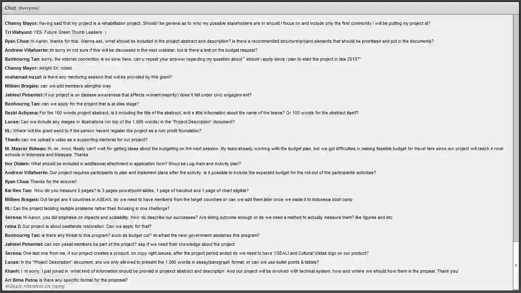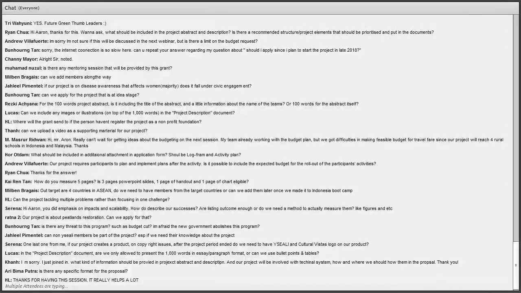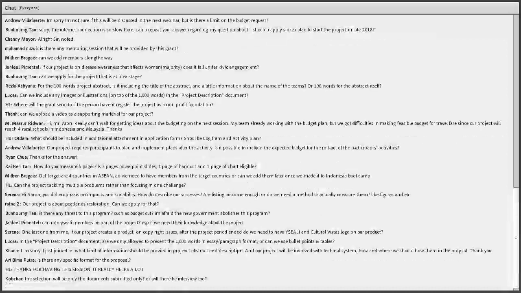Ratna is asking about peatlands restoration. Can we apply for that? That would fall under sustainable development. There will not be any budget cuts to this program. YSEALI Seeds for the Future 2018 will go on and has the funding.